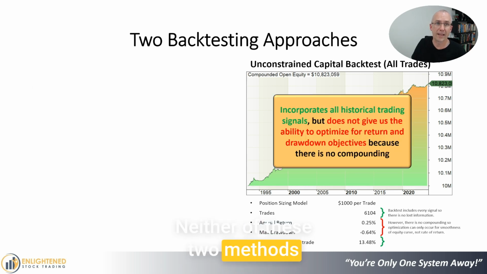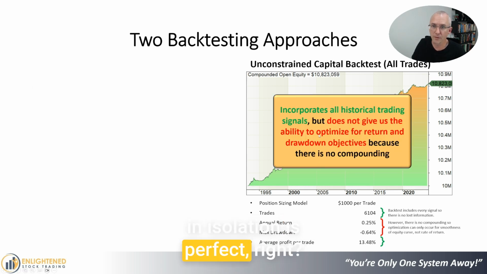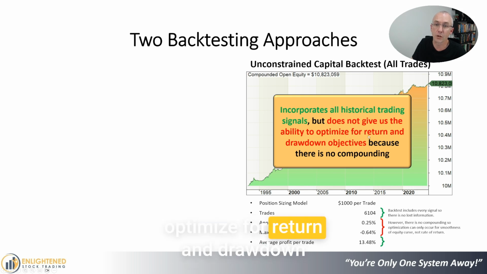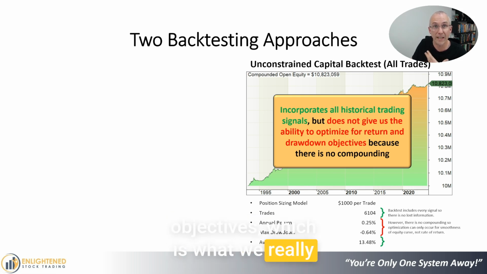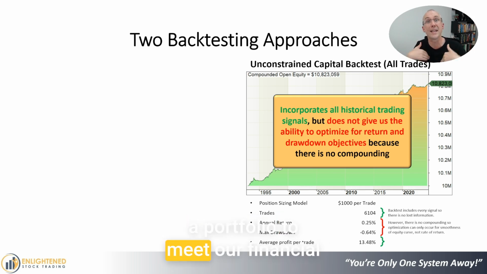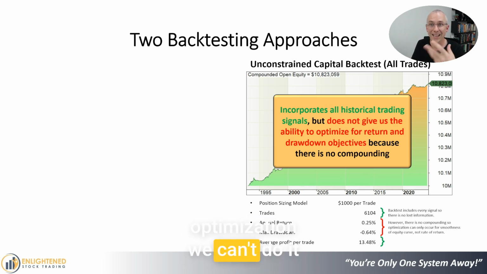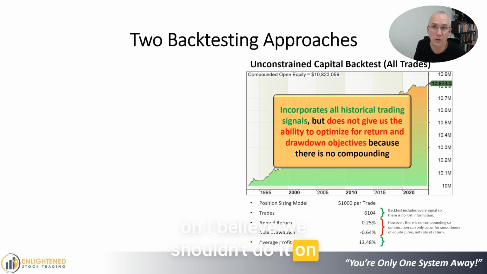Neither of these two methods in isolation is perfect, right? The unconstrained capital gives us all trading signals, but it doesn't give us the ability to optimize for return and drawdown objectives, which is what we really need because we're constructing a portfolio to meet our financial objectives. So when we're doing our optimization, I believe we shouldn't do it on an all trades basis like this because we don't know whether or not it's going to meet our objectives.